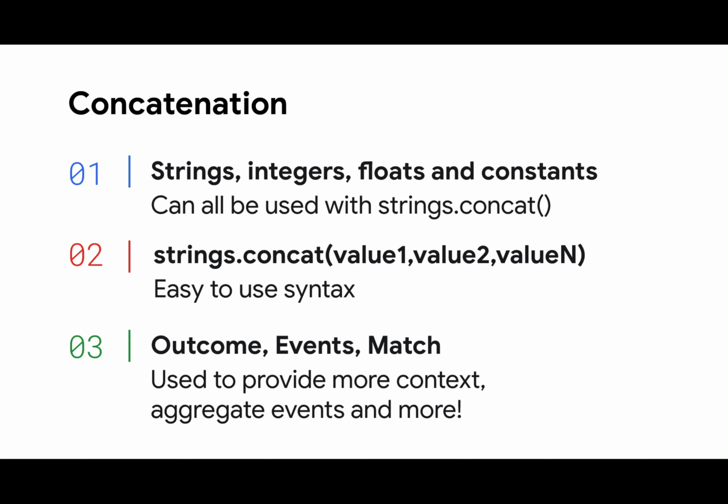Finally, we use strings.concat in the outcome section to describe values within our detection, but we also use it in the events section to create a placeholder variable and a match variable as well. There are lots of ways to use this function. Just be mindful of repeated values in fields as you develop your rules.